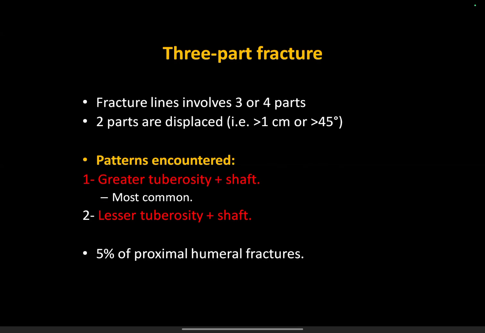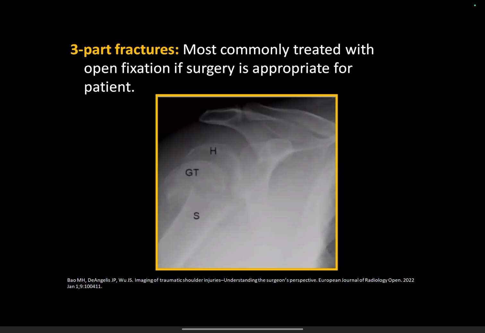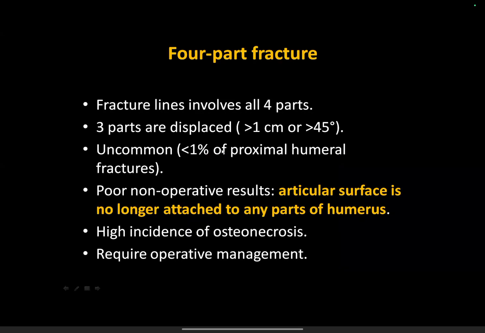Three-part fracture. So now we have two parts that are displaced more than 1 centimeter or angulated more than 45 degrees. So either we have the greater tuberosity in alliance with the shaft, that's the most common method, or it could be the lesser tuberosity in conjunction with the shaft. They basically make up 5% of proximal humeral fractures. These are most commonly treated with open fixation if surgery was appropriate for the patient. As you can see in this example, we have three parts. We have the shaft, we have the greater tuberosity, and we also have the humeral head.